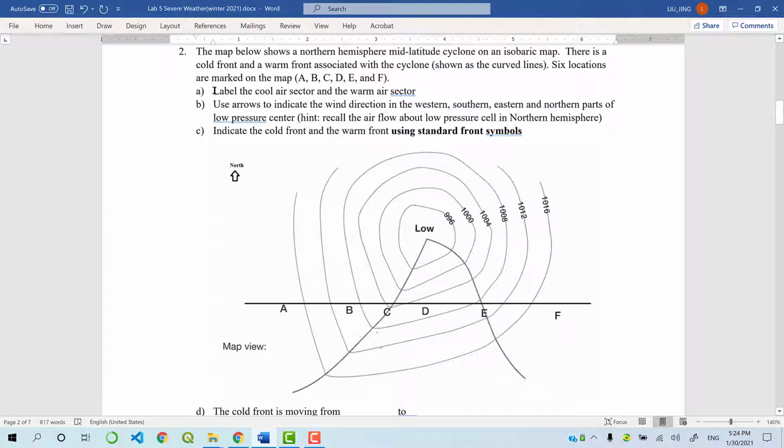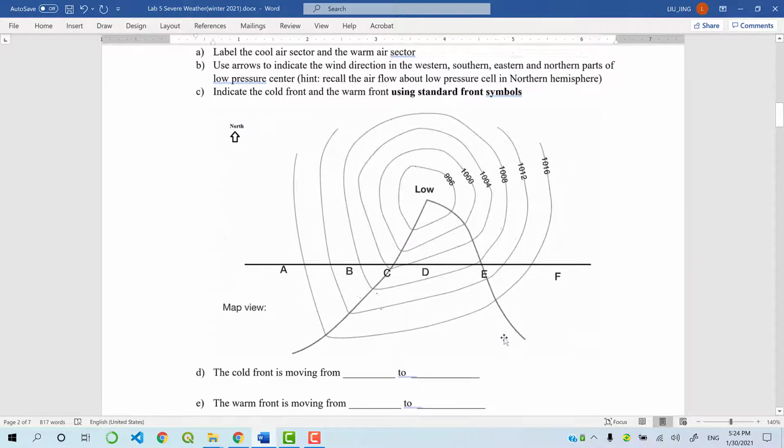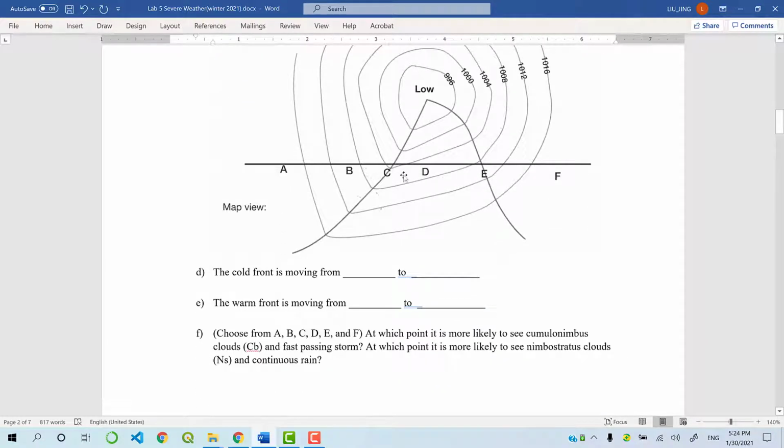Read the question carefully, label the cool air sector and the warm air sector, where they are, and use arrows to indicate the wind, again in the northern hemisphere. Figure out your Coriolis force, and you must use the standard front symbols to indicate the type of front, those two lines, and which direction they are moving. Refer to your lecture presentation, your book, and also our study guide page.